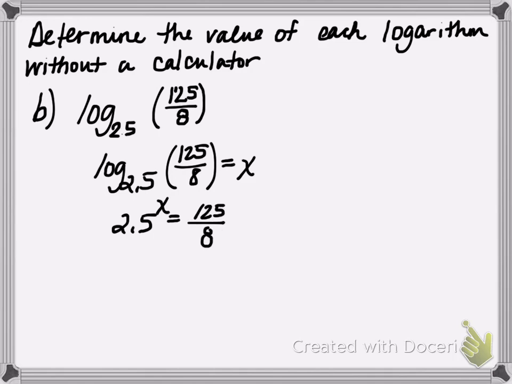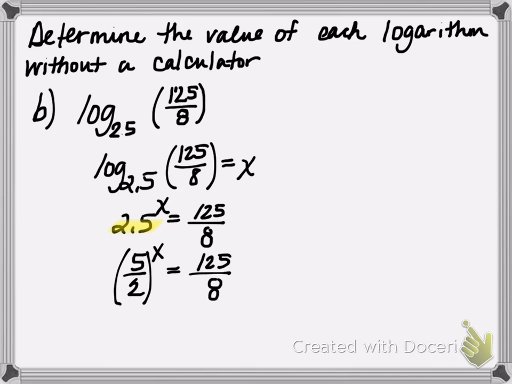So you'll notice you have a decimal on the left and a fraction on the right. So it'd be easier if they were both decimals or both fractions. And since I'm trying to do this without my calculator, it's actually going to be easier if you convert your 2.5 to its fraction form. So I'm going to rewrite that as 5 halves. So we have 5 halves to the x power is equal to 125 divided by 8.